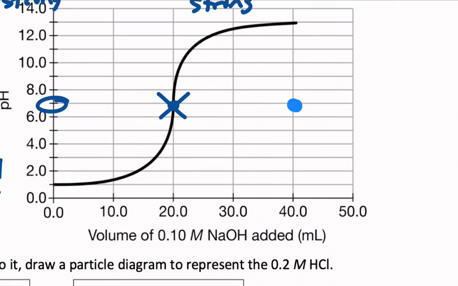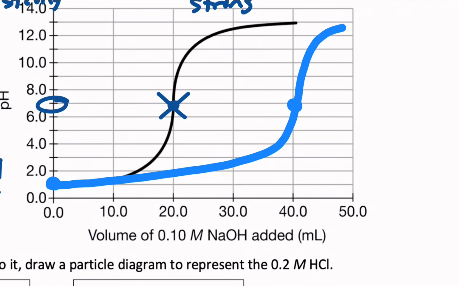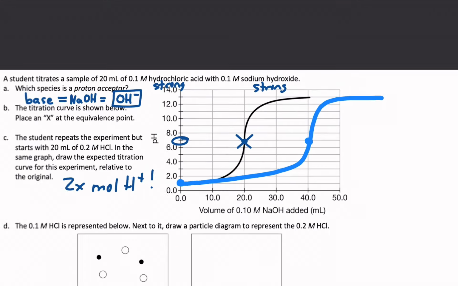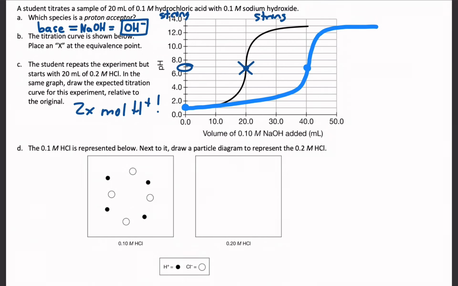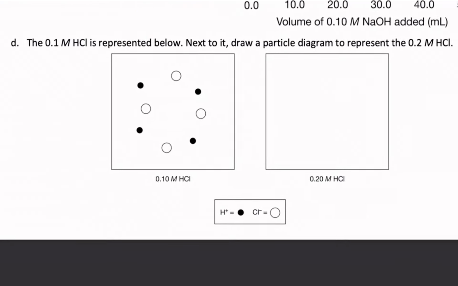My pH should start the same. It should also increase nonlinearly and eventually end pretty much the same when you're in excess base. So I'll trace a rough curve that has a sharp incline at 40 and ends right about there. That's probably what they're looking for. Starts at the same point, increases nonlinearly, an equivalence point still at pH 7, but new equivalence at 40. That's got to be how they grade that question.